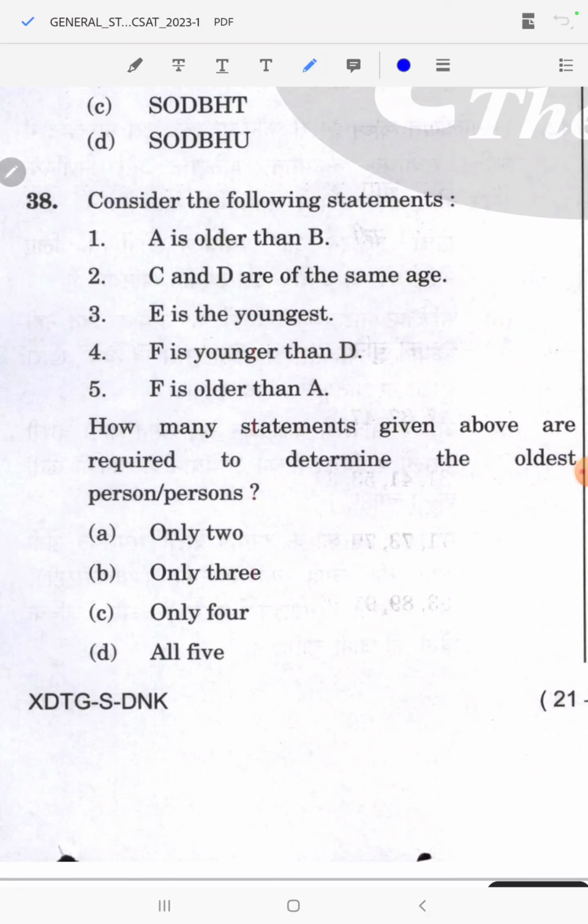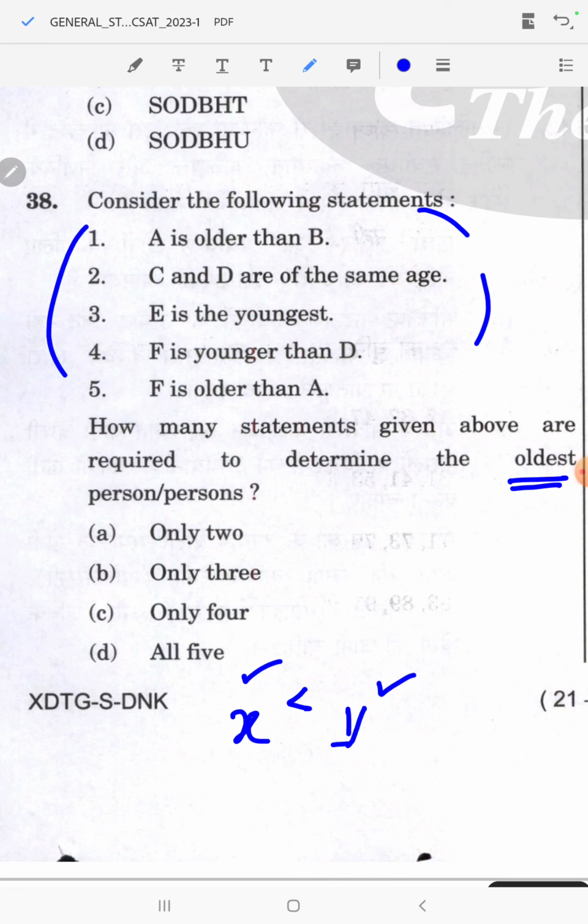Let's start with the next problem. Here they have asked for the oldest person, and in order to determine the oldest person, how many statements from these 5 are required to establish who is older. So in this case, the one who is oldest or older, you write on the right side. So if y is older than x, I will write y greater than x. So y is older, and x is younger or less older. So likewise we will start.